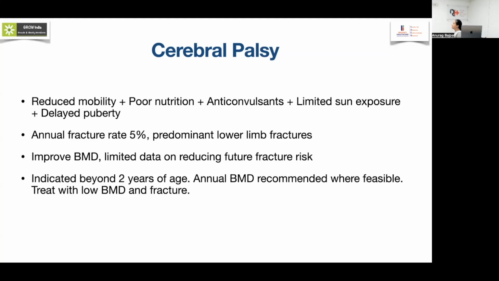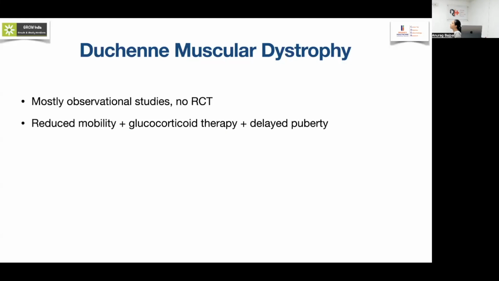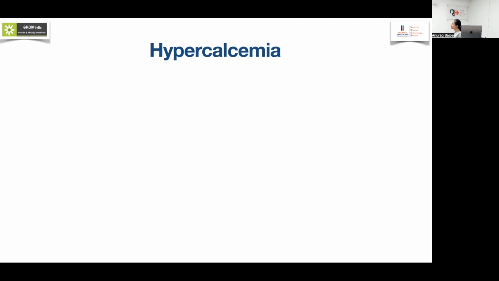So in children with cerebral palsy, bisphosphonates are recommended beyond 2 years of age. Do an annual BMD wherever feasible, and treat only in the presence of low BMD with fracture. In Duchenne's muscular dystrophy, the studies are mostly observational with no RCTs. Again, you know the pathology here: there's reduced mobility, prolonged glucocorticoid therapy, and delayed puberty. So in these children, bisphosphonates with pubertal induction help in improving bone mineral density.